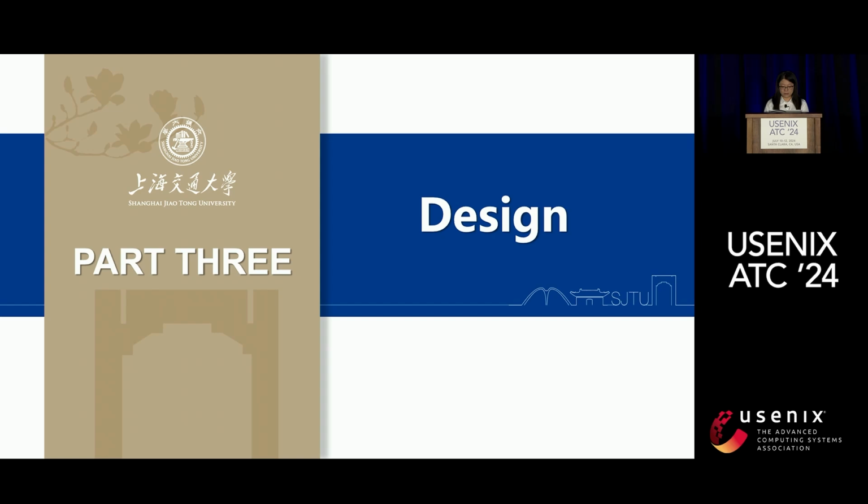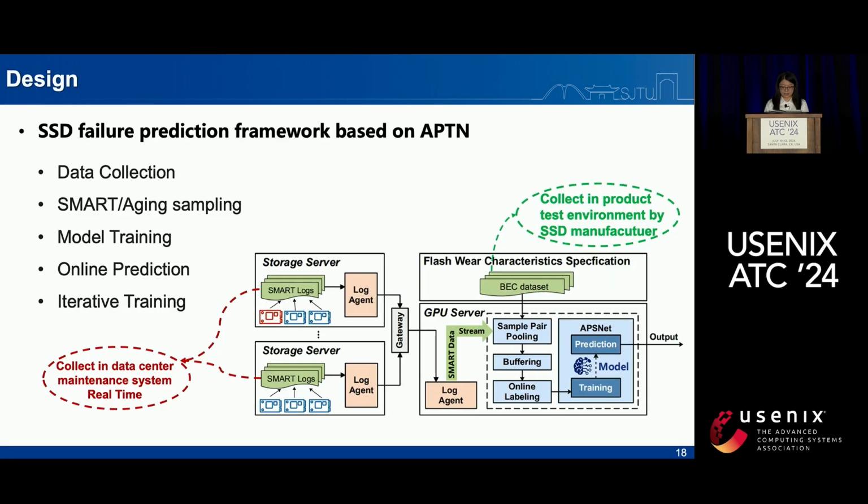This means that the drive is more likely to fail as it goes through more PE cycles. After our discussion, we might wonder how we can use BEC data and SMART data together to predict SSD failures. Let me explain the design.